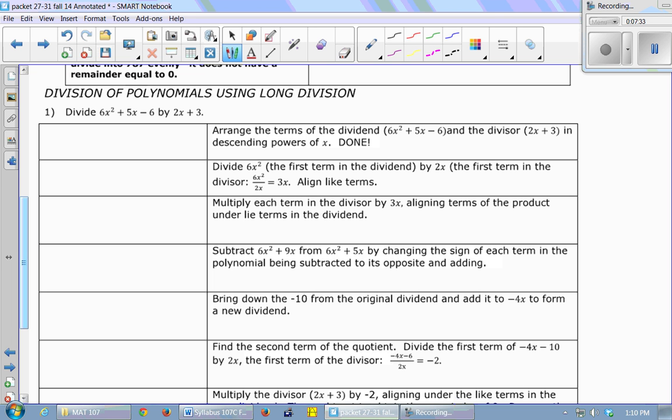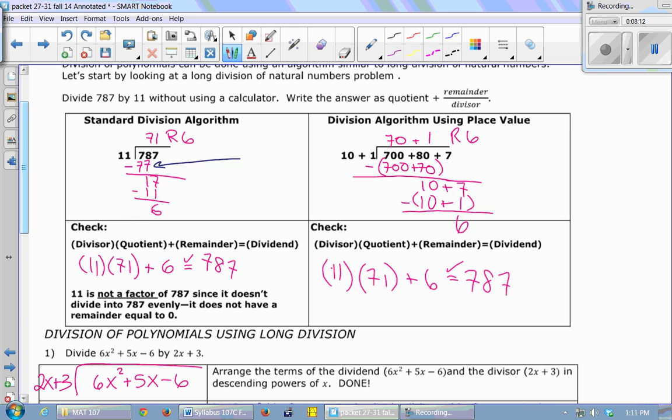So arrange the terms of the dividend and the divisor in descending powers of x. Done. Okay. Now, we're going to divide 6x squared by 2x. So I'm going to write this out here. So I have 6x squared plus 5x minus 6, and I'm going to divide it by 2x plus 3. So think of that as like a 23, right? That's 2 times x, and we're treating the x term like a 10. So this is like a 23. So the first thing you do is tens into hundreds, right? Up here before, we did tens into hundreds.